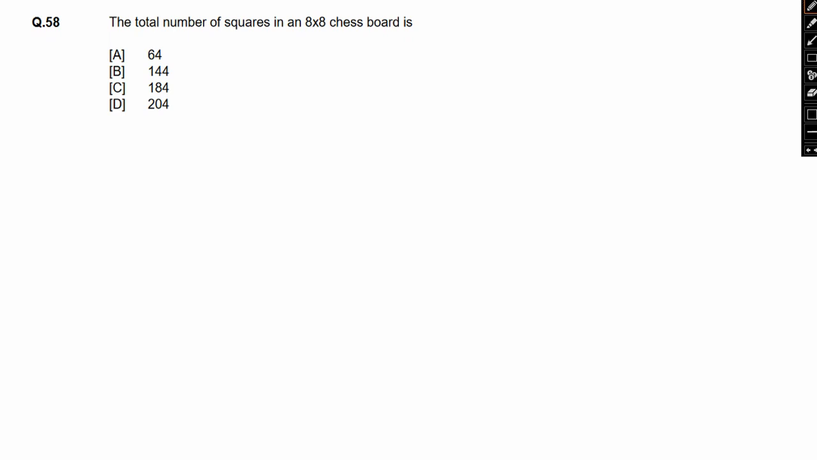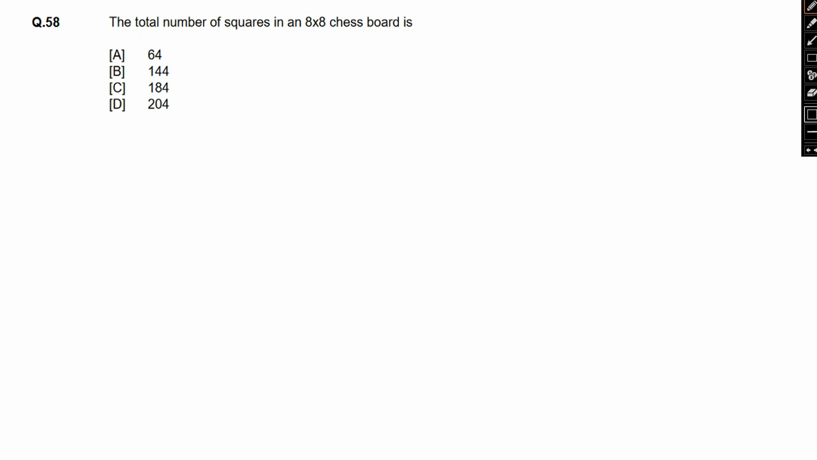So in this video again we've come up with a question from the HSEE 2019 paper. The question that we have is from the quantitative section and the question number 58. So we'll try and solve this. Let's take a look. The total number of squares in an 8 into 8 chessboard is, so we need to find out the total number of squares.